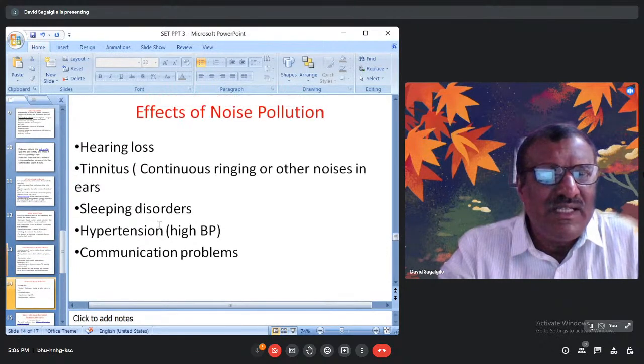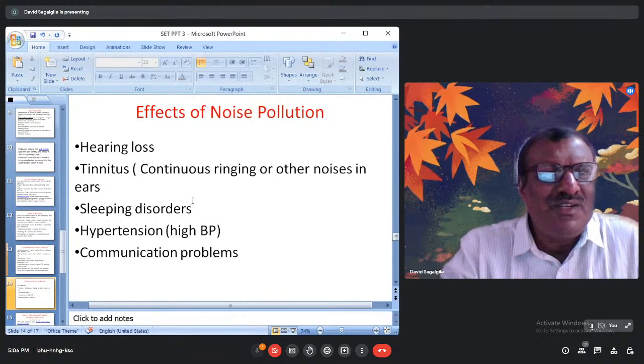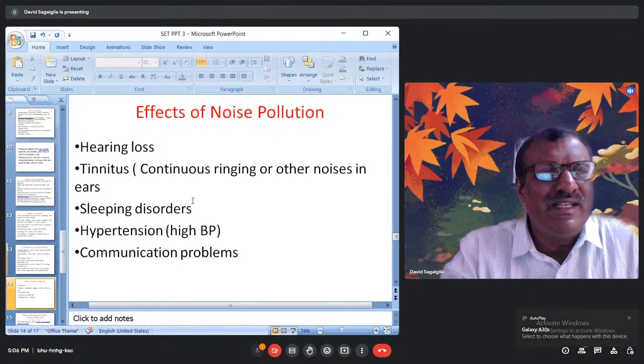Now, what are the impacts or what are the effects of noise pollution? Noise pollution leads to hearing loss. The more and more people are introduced to noise pollution, that will impact their hearing. They will lose their hearing. Some kind of deafness will be caused at an early age.